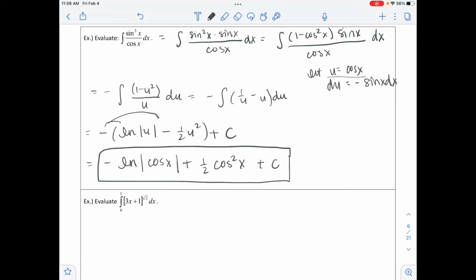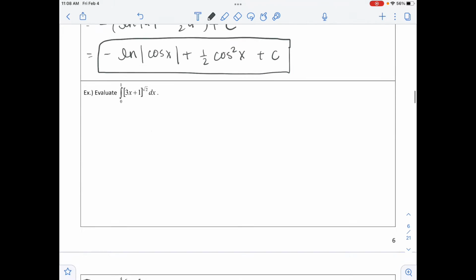There's another example right below this. It's a definite integral. This one says evaluate the integral from 0 to 1 of 3x plus 1 to the square root of 2 dx. So the first thing I note, and I want you to note, is that yes, the exponent looks a little different, but it's just a numerical value.